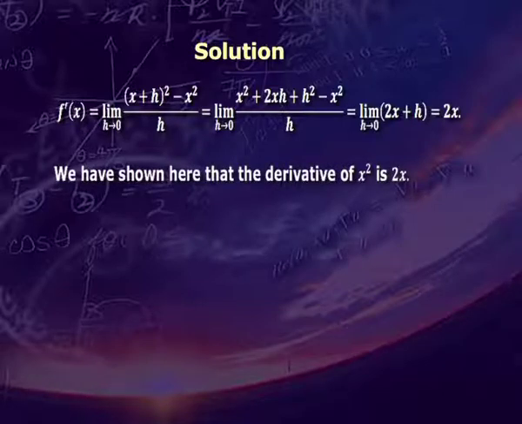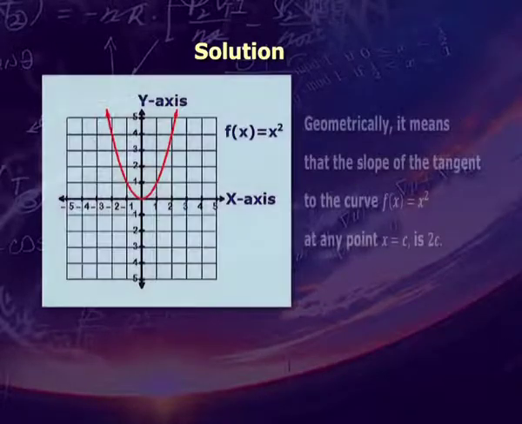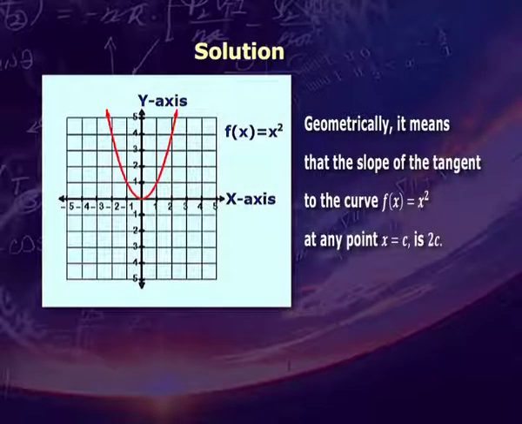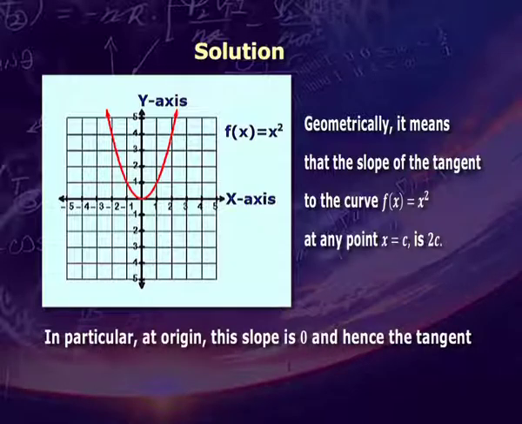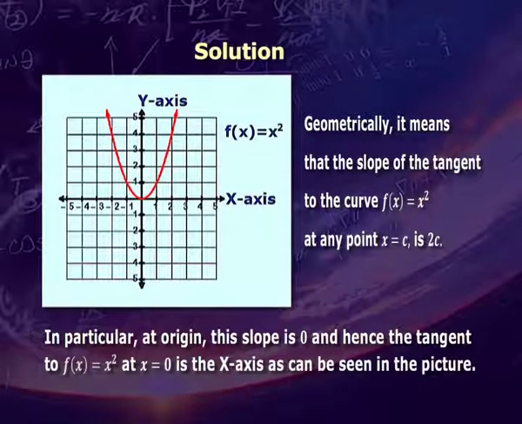We have shown here that the derivative of x^2 is 2x. Geometrically, it means that the slope of the tangent to the curve f(x) = x^2 at any point x = c is 2c. In particular, at the origin this slope is 0, and hence the tangent to f(x) = x^2 at x = 0 is the x axis, as can be seen in the picture.